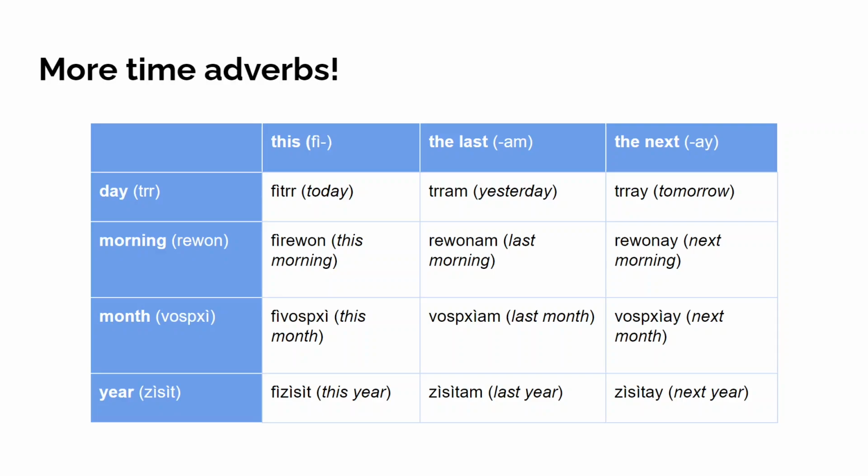The same for fe rewon, this morning. Rewonam, last morning, and rewonai, next morning. Same for fe waspe, this month, waspeam, last month, and waspei, next month. And lastly, last example here, fe sisit, this year, sisitam, last year, and sisitai, next year.